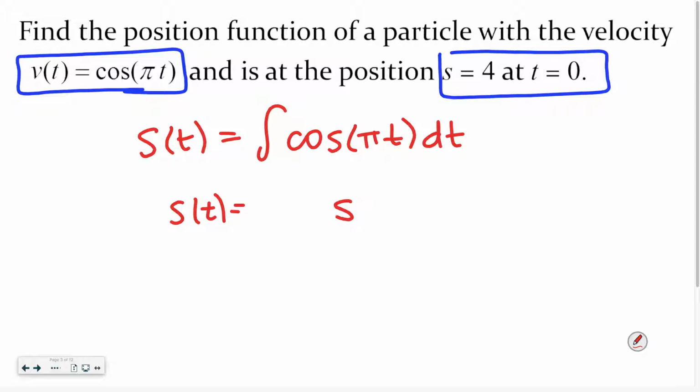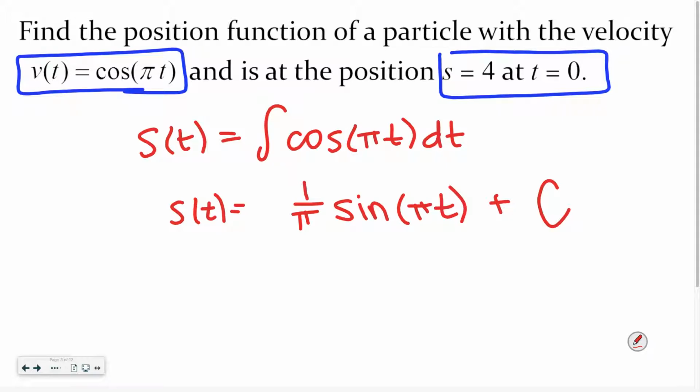I heard sine and I heard negative sine. Is it positive or negative? It's positive because the derivative of sine is a positive cosine. However, we have a coefficient in front of t, so we do need to make up for the chain rule. And we need our plus c.